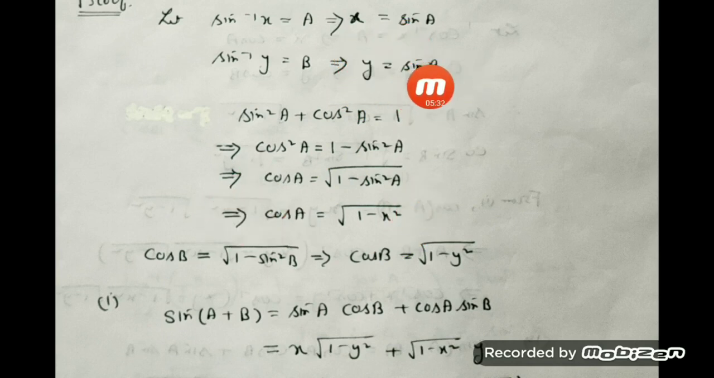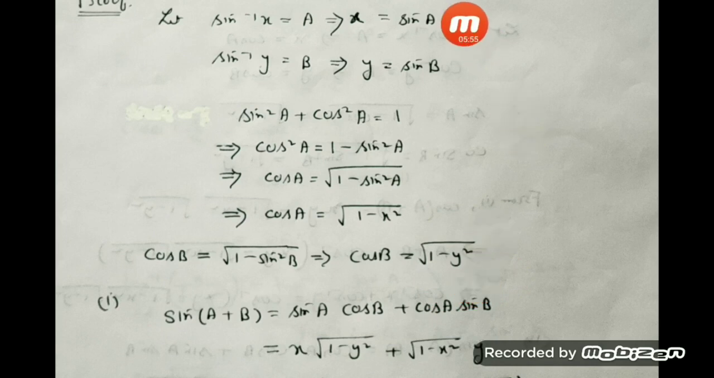Similarly, from sin B, we can easily get the value of cos B. What will be your cos B? These steps here I am not writing. I go directly to this one because these are very simple preliminary formulas, known to you all. So cos B is equal to under root of 1 minus sin square B. Putting the value of sin square B, that gives you cos B is equal to root over 1 minus y square.